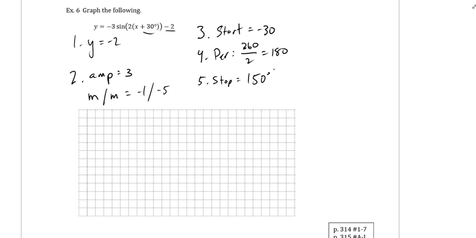Questions might be a little bit different. It usually asks you to graph one cycle. It might ask you to graph one cycle between 0 and 360 or something, starting at 0. That's different from what we're doing here. It might ask you to graph two cycles. That's different as well. We've got 2 minutes.